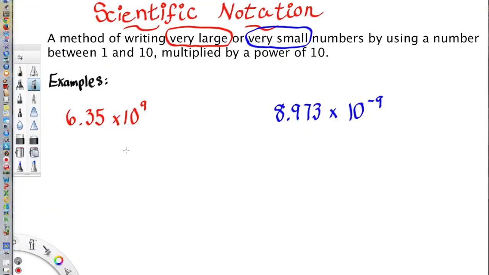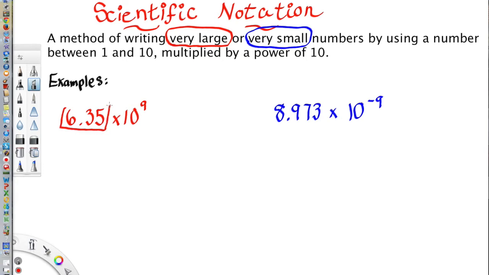Okay, let's take a look at scientific notation. Now, as we see here in our definition, it's a method of writing very large or very small numbers by using a number between 1 and 10 and multiplied by a power of 10. So here we have a base number. Let's take a look at our first example.